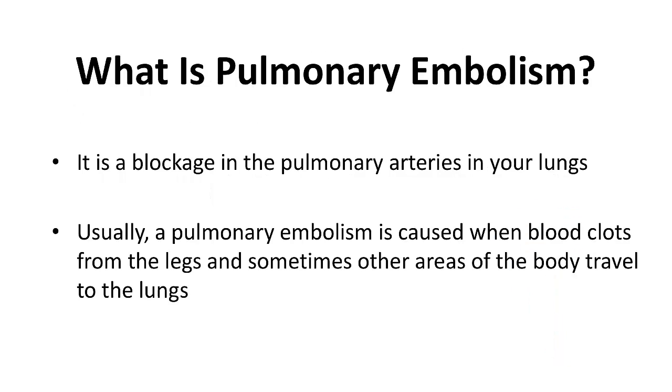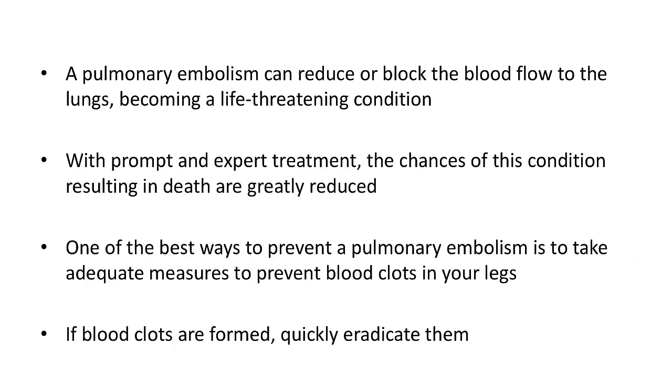A blockage in the pulmonary arteries of your lungs is called a pulmonary embolism. Usually, a pulmonary embolism is caused when blood clots from the legs and sometimes other areas of the body, deep vein thrombosis, travel to the lungs. A pulmonary embolism can reduce or block the blood flow to the lungs, becoming a life-threatening condition. With prompt and expert treatment, the chance of this condition resulting in death are greatly reduced. One of the best ways to prevent a pulmonary embolism is to take adequate measures to prevent blood clots in your legs. If blood clots are formed, quickly eradicate them.